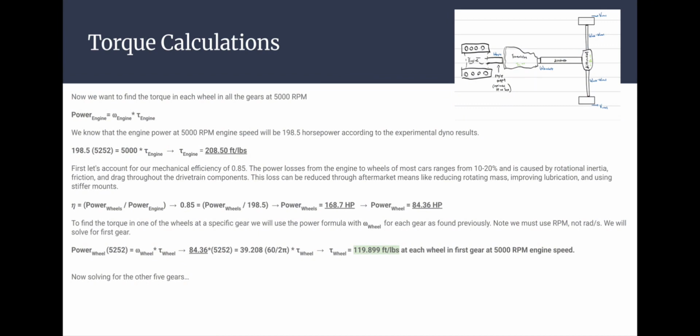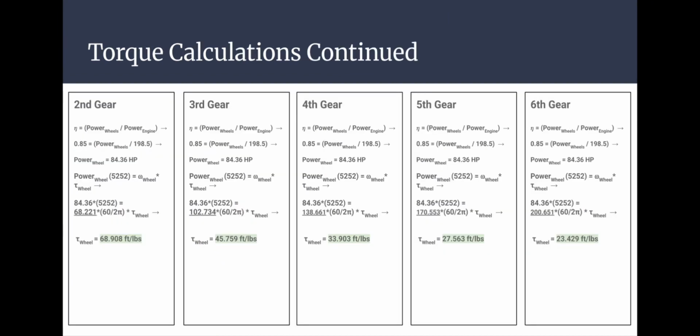So now solving for the other 5 gears, as you can see here, we did that the same way we had before. And you'll notice that these results are not as linear as the vehicle speed was, and you'll see that in our results graph on the next slide.